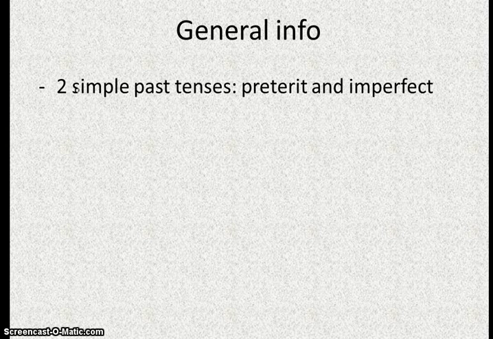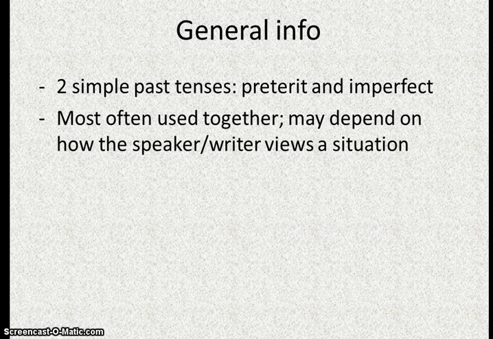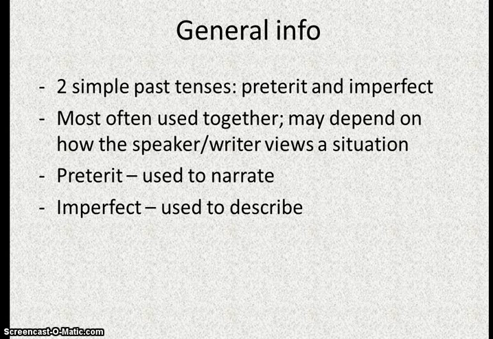Some general information about the preterite and the imperfect is that they are two simple past tenses. Simple here meaning not compound. These are most often used together, and it frequently depends on how the speaker or writer views a situation as to which one he or she implements. The preterite can be summed up as it is used to narrate past events, and the imperfect is used to describe or add additional details to an event or an action.